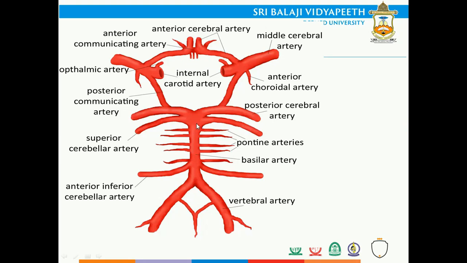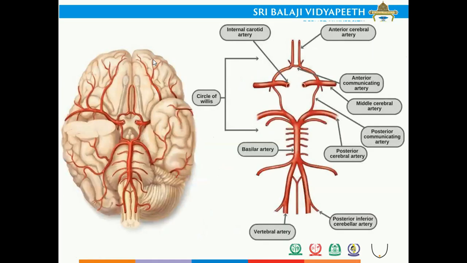Then, continuing lower down over the brain stem, these are the small pontine arteries resting over the pons in the brainstem. Lower down, you get one artery called the basilar artery, which is formed by the fusion of the two vertebral arteries. This is how the branches of the internal carotid artery form an anastomosis with the vertebral artery, and it forms the circle of Willis. If you carefully note, this is the circle of Willis in the brain.